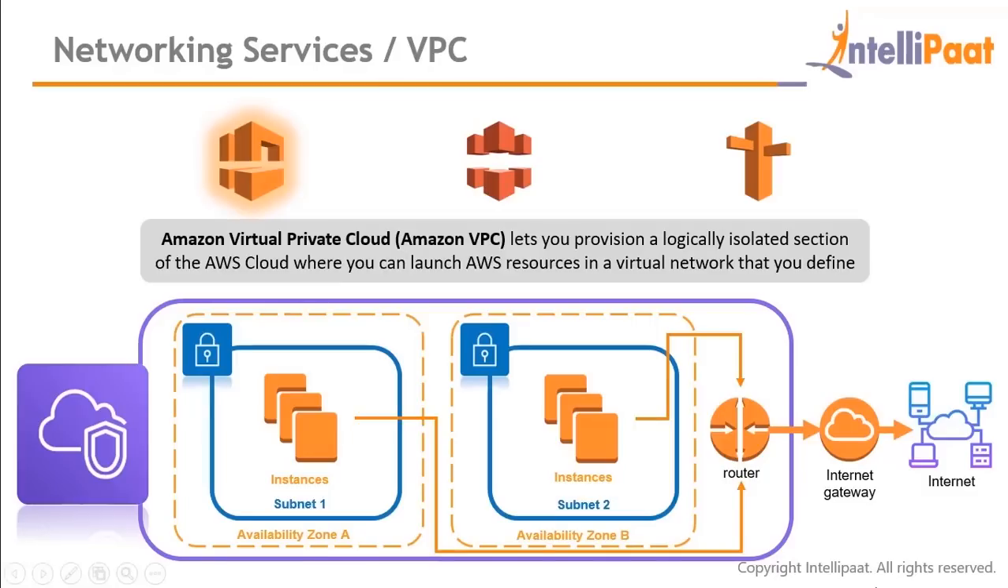Also, another use of VPC is that you could use VPC peering to connect two VPCs together and make them communicate with each other and route traffic across both VPCs. Let us move on to the next service.